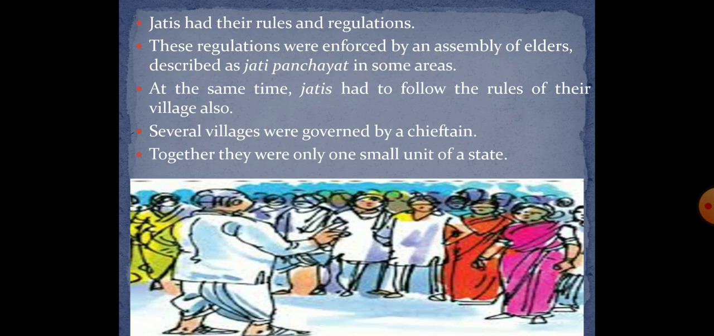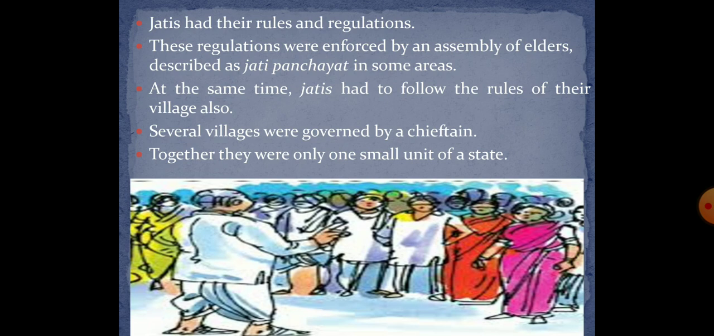Jatis had their rules and regulations. An assembly of elders, which was also known as Jati Panchayat in some areas, enforced these regulations to be followed by the jati members. Jatis had to follow the rules of their villages also. Several villages were governed by a chieftain, and a group of villages made only a small unit of a state. So, this was the first part of the presentation of chapter 1.